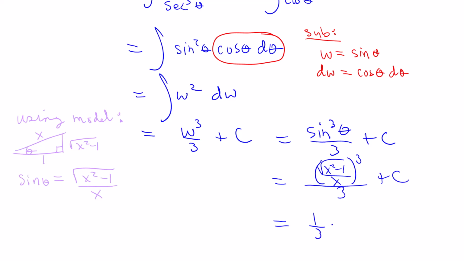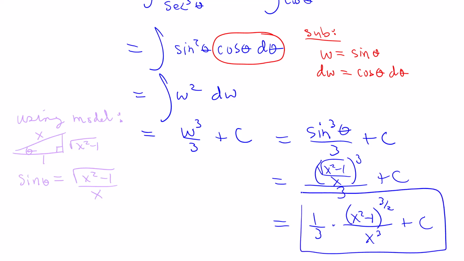How about we pull the 1/3 out front, times a fraction whose numerator would be x squared minus 1 to the 3/2 power, right? There already was a square root, which is a 1/2, but you're multiplying by 3 for the new exponent that came with the substitution for cubing it. So x squared minus 1 all to the 3/2 power, all over x to the 3rd as well. You'd cube the denominator of that substitution also, and then plus c. And I think that's probably a good place to finish for now.